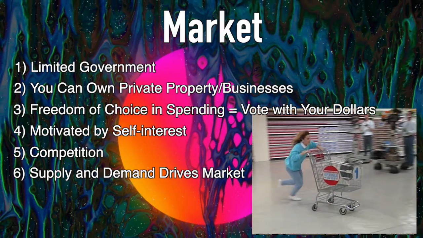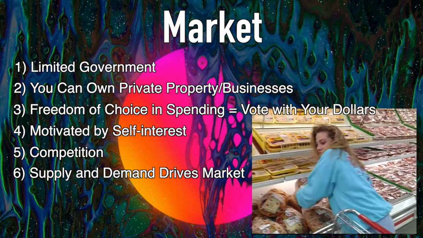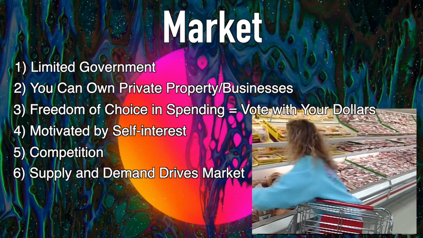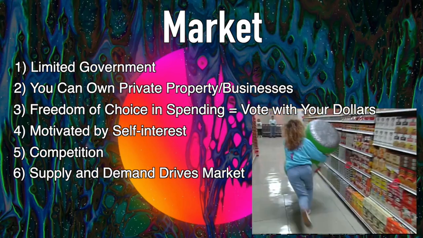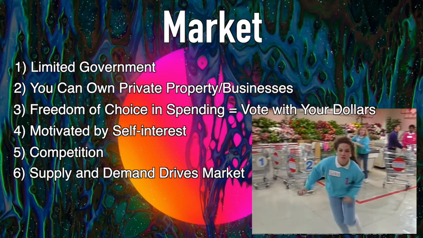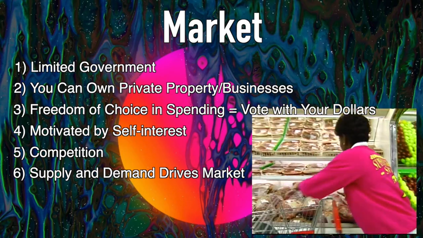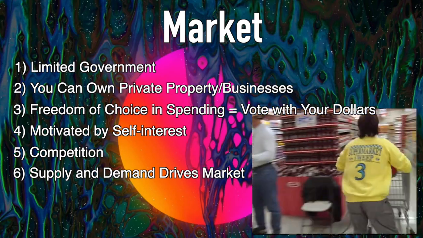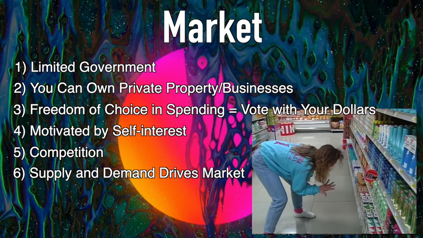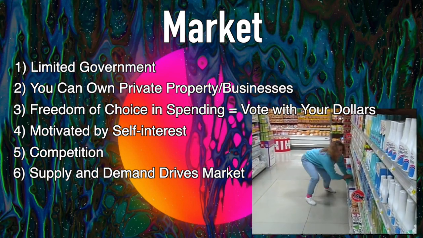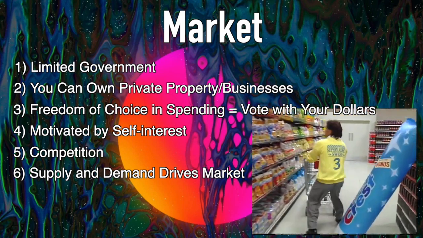In a market economy, there's a limited government. In this type of economy, you can own private property and private businesses. You have the freedom to choose where to spend your money. You're essentially voting for the market you want with how you spend your dollars. The theory is our natural motive for self-interest will lead us to create and consume things that do the most good. This type of economy breeds competition and lends itself towards efficiency, where producers are motivated to create something for the lowest cost possible to get the business of the consumer.